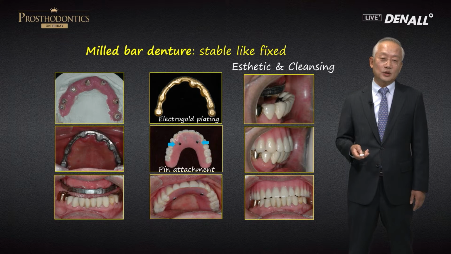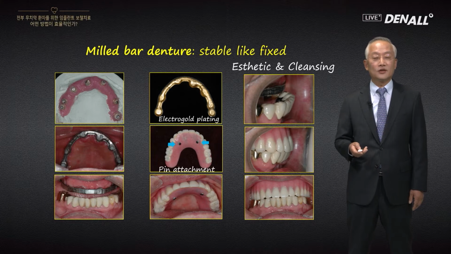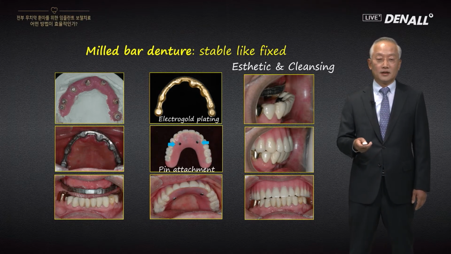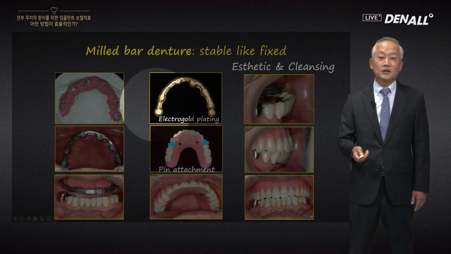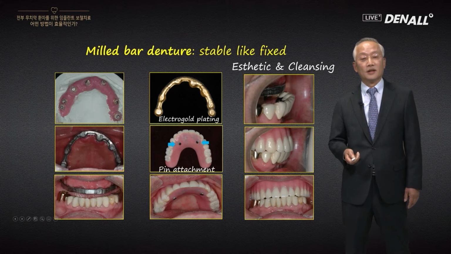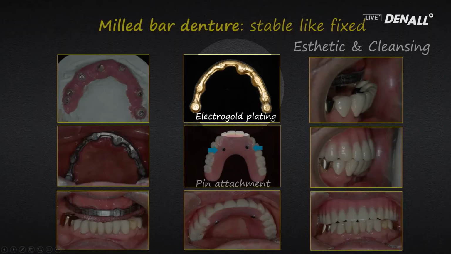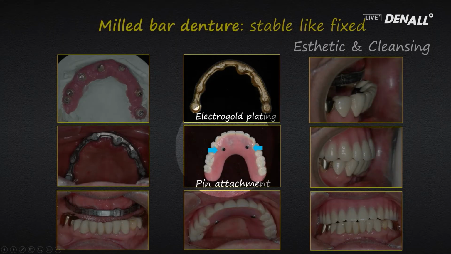This case was also done in early 2000s, and because of these concerns, I tried using milled bar. Implants were placed at the time. In prosthodontics, electro-gold plating was all the hype, and milled bar was created using titanium. Gold plating was added after consultation with the patient.